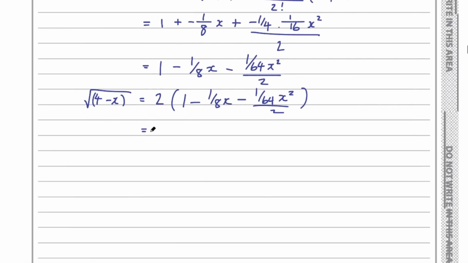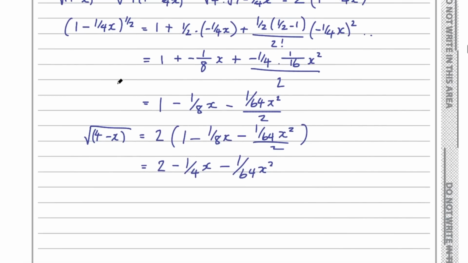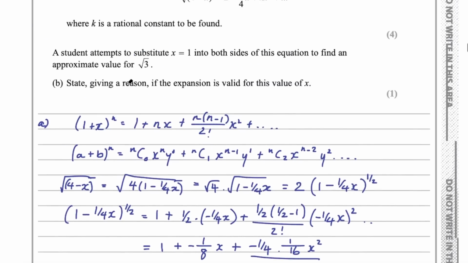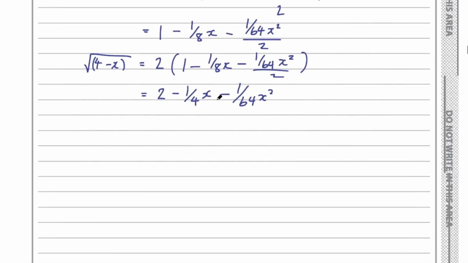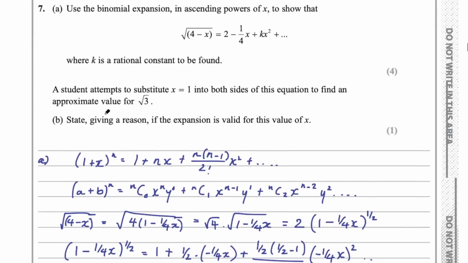And if I expand that out, 2 times 1 is 2. 2 times an eighth, that's minus a quarter x, and 2 times minus 1 on 64x squared over 2, well, those 2's would cancel each other out. So for the last term, we'll get minus 1 over 64x squared. So they are my first 3 terms of that expansion. And they're asking what k is in this expression. So we can say that k is equal to minus 1 on 64. So that was part A for 4 marks.